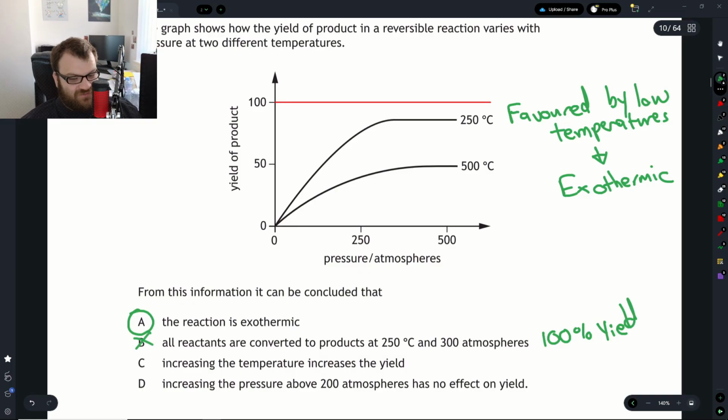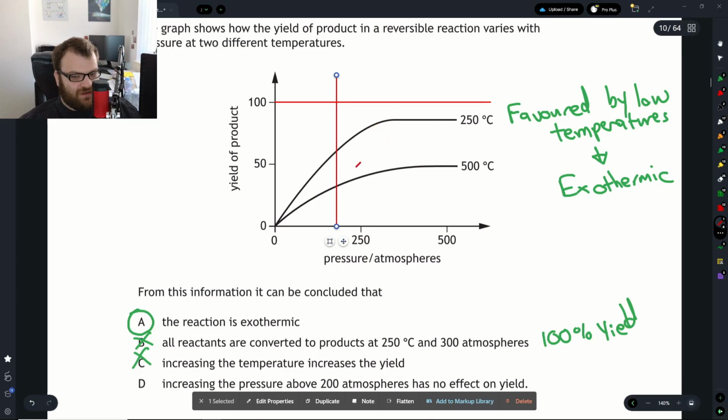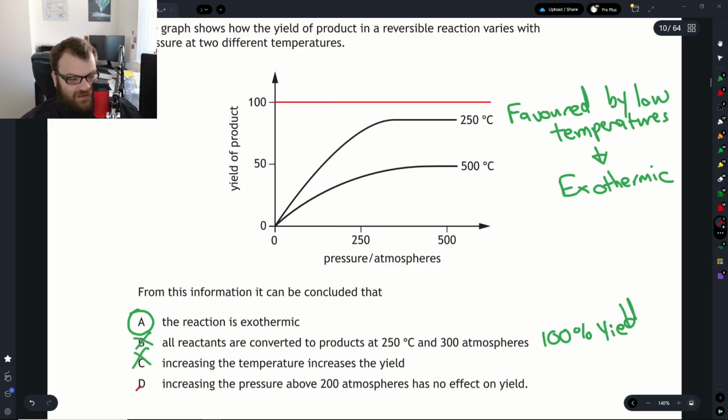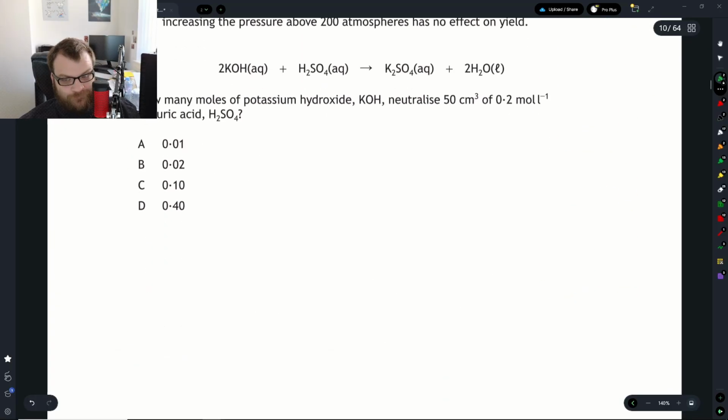If you increase the temperature, it increases the yield. Again, not true, because the higher values of yield are obtained using the lower temperature. Get rid of that. Increasing the pressure after 200 atmospheres has no effect. That was true. We'd be looking at roughly here. After this point, there would be no difference in values, but in both graph lines, they are increasing as you go past that point, making that answer also incorrect. A stays as the correct answer.